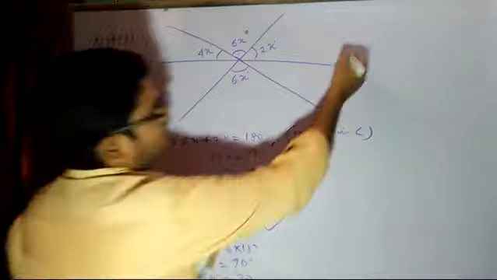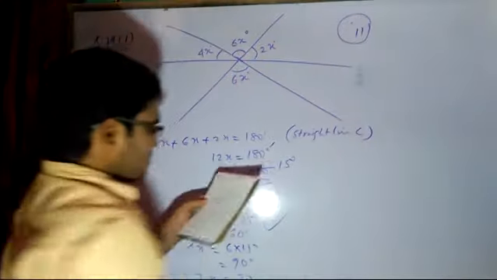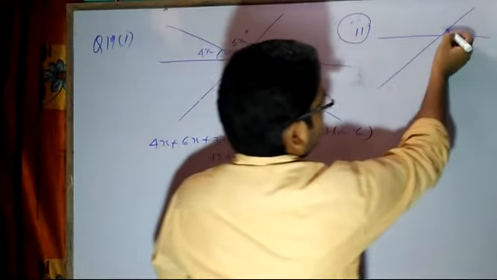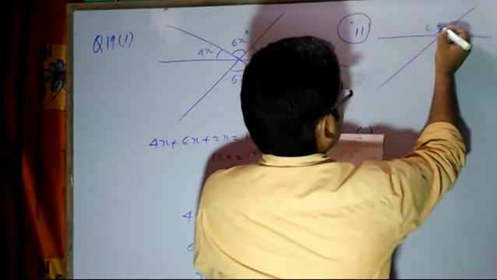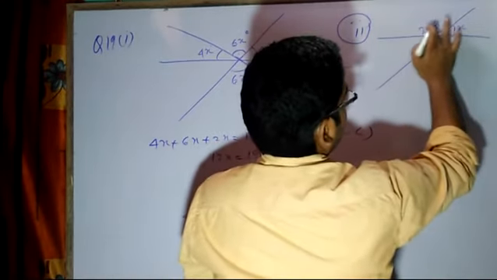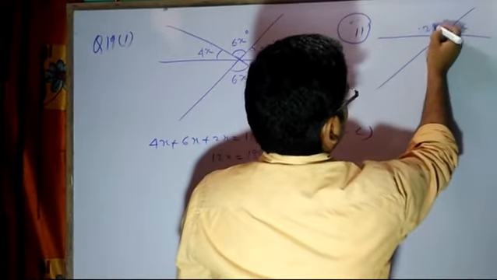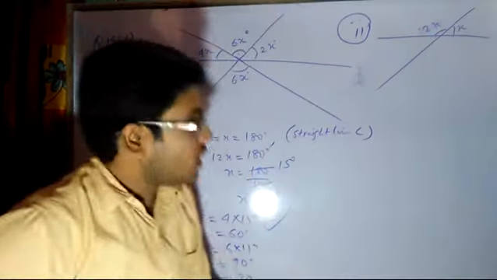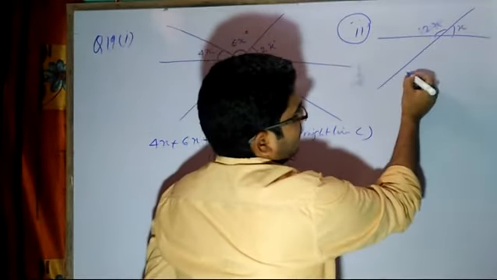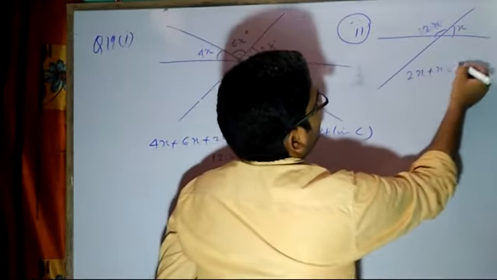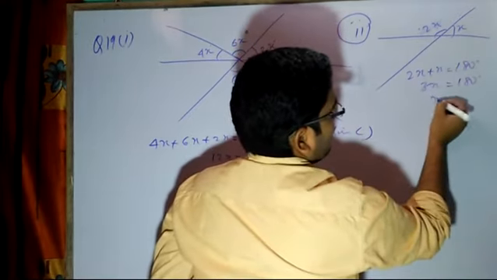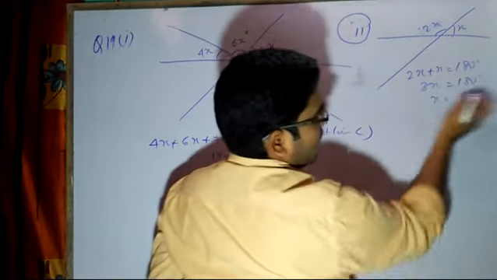Then we have the second part, which again is a case of vertically opposite angles. Here we have 2x and here we have x, and again 2x and x. As you can see, it is a straight line, a linear pair. So you can say 2x plus x is equal to 180, 3x is equal to 180 degrees, and x is equal to 60 degrees by division.